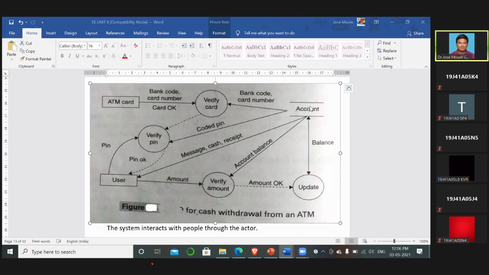Are you clear with this? No need to draw it as it is. You can draw however you want, but make sure that you write the process, how the data is flowing. The ATM card, how it has come. Once the PIN arrives, we enter it, yes or no. If it is yes, the amount will be taken, and once the amount is verified and taken, that will be updated in the account. If the PIN is not okay, this will be rejected and the rest of the process will not be done.